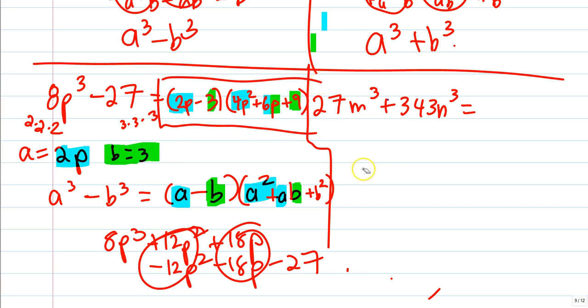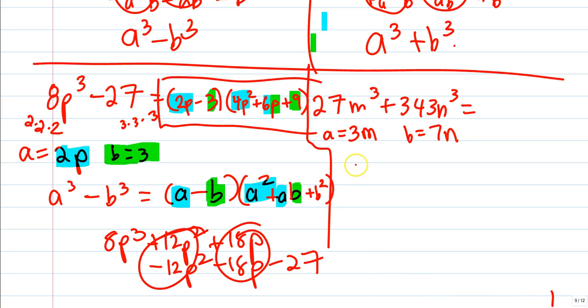Try one more time. Okay? What is our A? What times itself 3 times makes 27? 3. What times itself 3 times makes m cubed? M. What times itself 3 times makes 343? If you don't know, you might have to check. Is it 5 cubed? 5 cubed is 125. Is it 6 cubed? 6 cubed is 216. Is it 7 cubed? 7 cubed is 343. Then our B will be 7n.